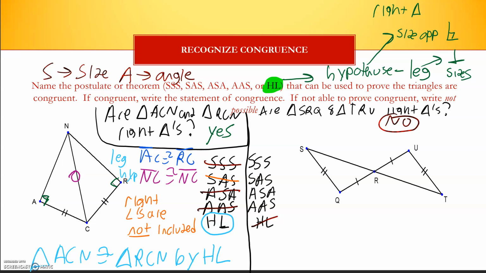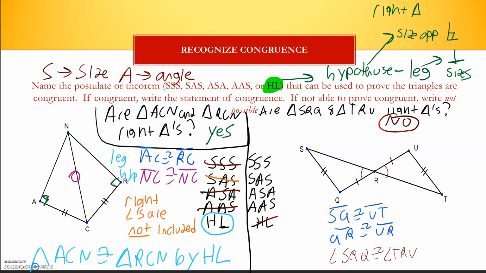So let's go through what we know. We know that SQ is congruent to UT, that's given. We know that QR is congruent to UR, that's also given. We can see that we have two congruent vertical angles. Angle SRQ is congruent to angle TRU. Okay, that's all we can get. We can't get a third pair of sides. We can't get any other angles.